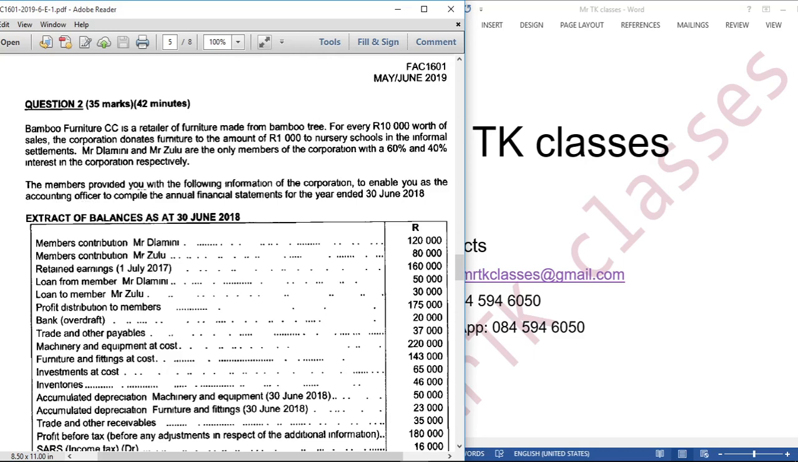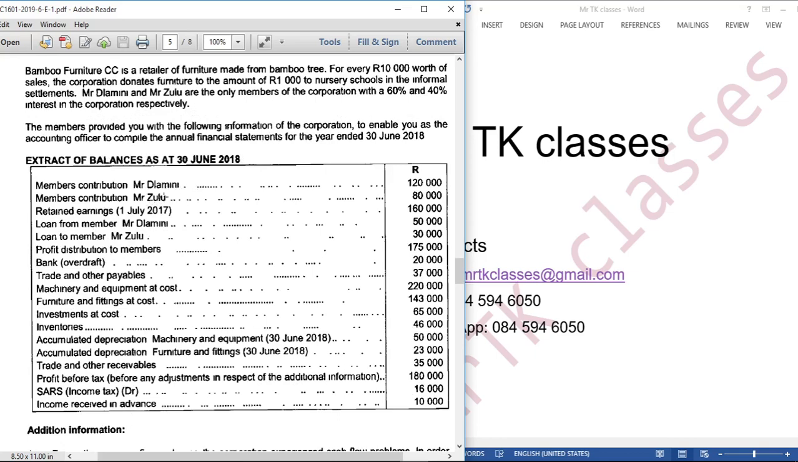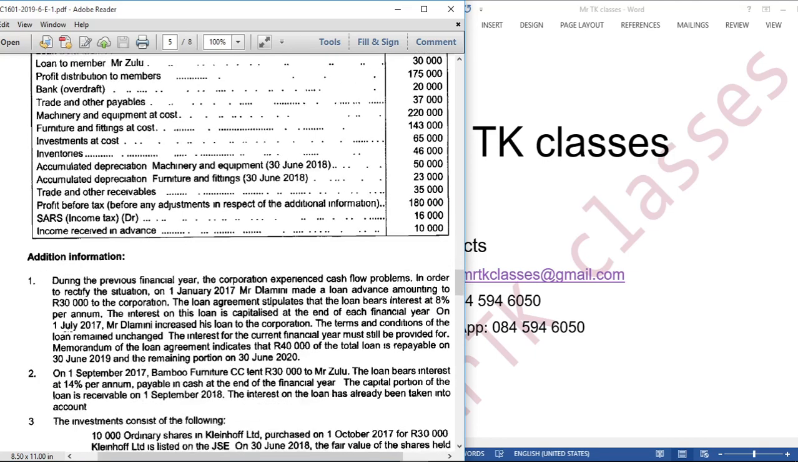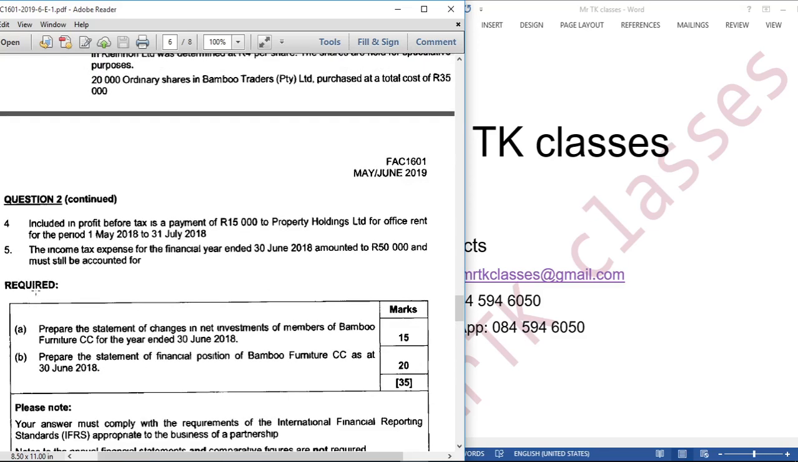The members provided you with the following information of the corporation to enable you as the accounting officer to compile the annual financial statements for the year ended 30 June 2018. Extract of balances as at 30 June 2018, members' contributions, and all this information, additional information required. A. Prepare the statement of changes in net investments of members of Bamboo Furniture Clothes Corporation for the year ended 30 June 2018. Prepare the statement of financial position of Bamboo Furniture Clothes Corporation as at 30 June 2018.